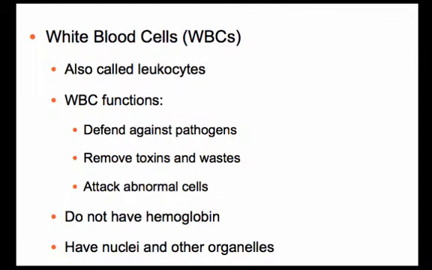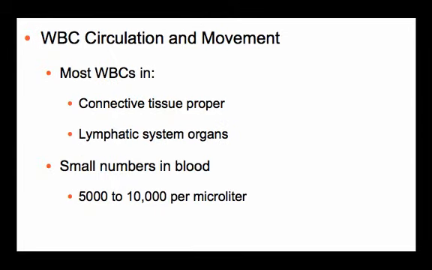White blood cells, also called leukocytes, are formed elements that help to defend against pathogens and remove toxins and wastes from the blood. These specialized cells do not have hemoglobin as the red blood cells do, and so they do not function to carry gases. They also do not have nuclei and other organelles, so they are not able to produce proteins to repair themselves. White blood cells are mostly found in connective tissue proper and lymphatic system organs. Only a small number of white blood cells are found in the blood.